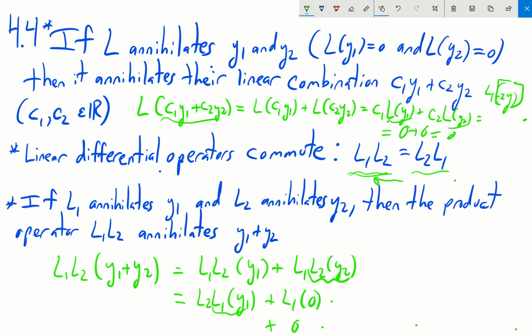And here, now if we apply L1 to y1, that becomes 0. And then L2 of 0 is going to give us 0 as well. So if you have two linear differential operators, L1 and L2, that annihilate two functions, then the sum of those functions can be annihilated by the product operator.